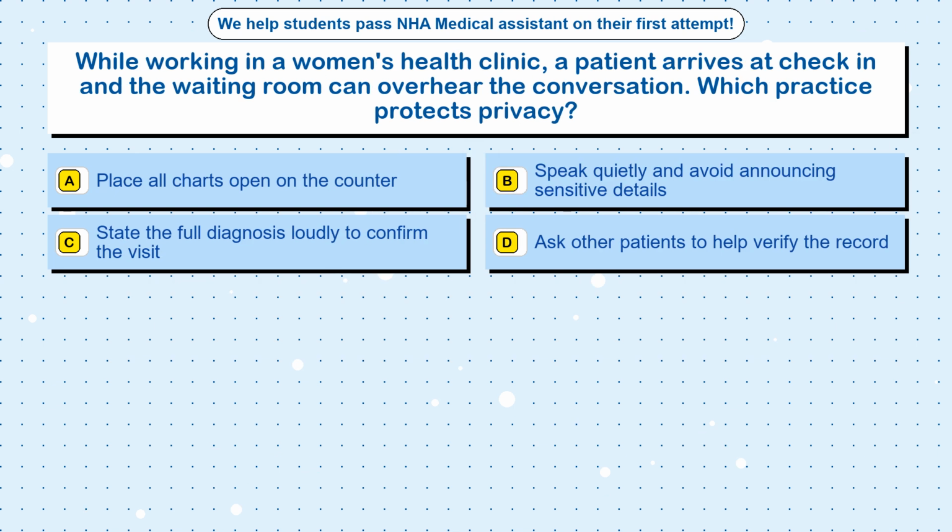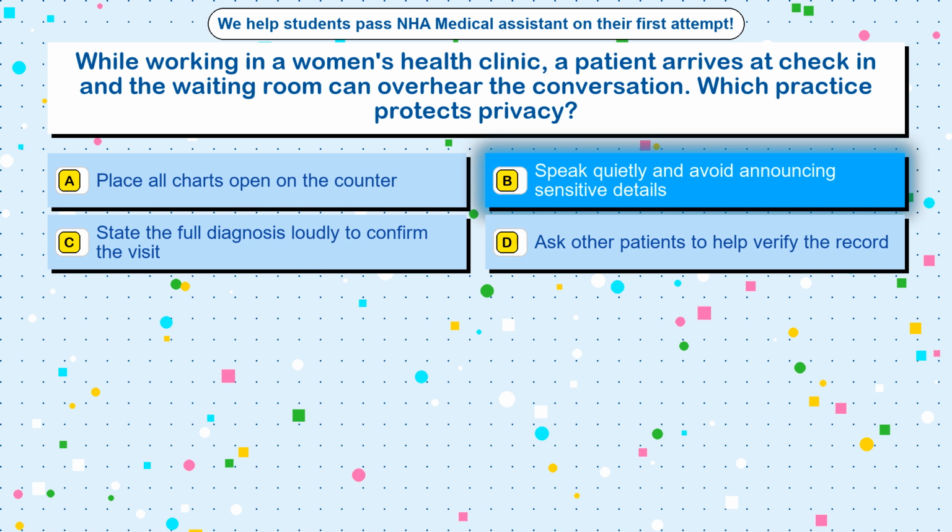Question 99. While working in a women's health clinic, a patient arrives at check-in and the waiting room can overhear the conversation. Which practice protects privacy? Option A, place all charts open on the counter. Option B, speak quietly and avoid announcing sensitive details. Option C, state the full diagnosis loudly to confirm the visit. Option D, ask other patients to help verify the record. The correct answer is option B, speak quietly and avoid announcing sensitive details.